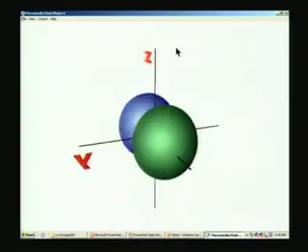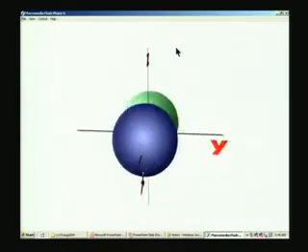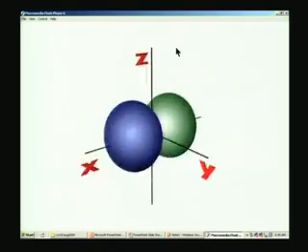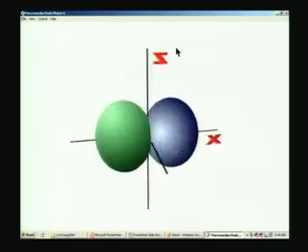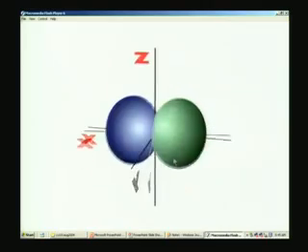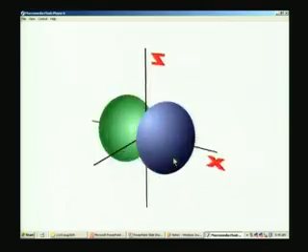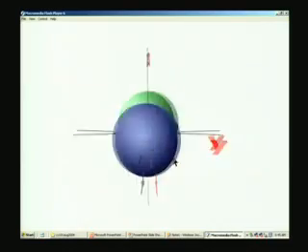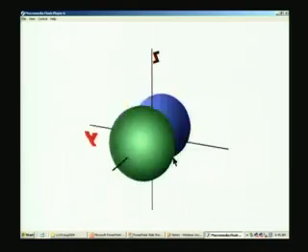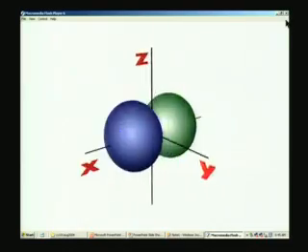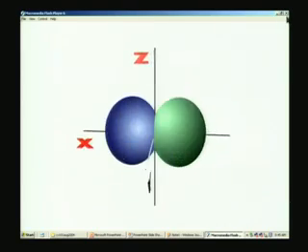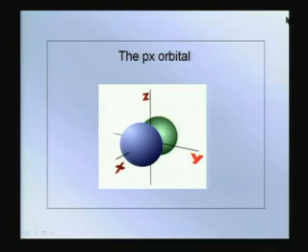You have got two lobes pointing along the x axis and the minus x axis with two different colors. The colors indicate that the function has a negative value on one side of the y axis and a positive value on the other side of the y axis. We will see this picture a little more vividly in a few minutes. This is just to tell you that the px orbital, as you have seen in your textbooks earlier, comes from rigorous solutions of the hydrogen atom.